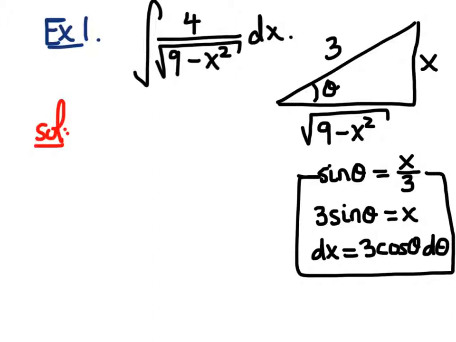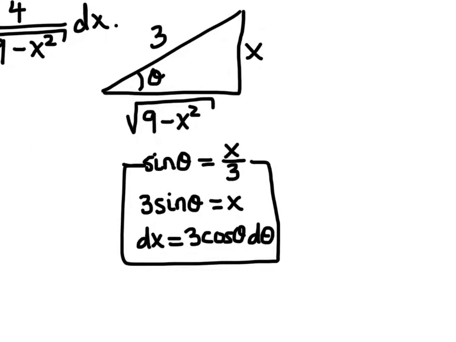In this black box is all the important information that we're going to use to make our substitution. The goal is to take this integral and have everything be in terms of theta instead of x. So you notice that we're going to need to replace the square root of 9 minus x squared as well as dx. Before we come back to the integral, we're going to use the triangle in a unique way to solve for the square root of 9 minus x squared. That's this base of the triangle.